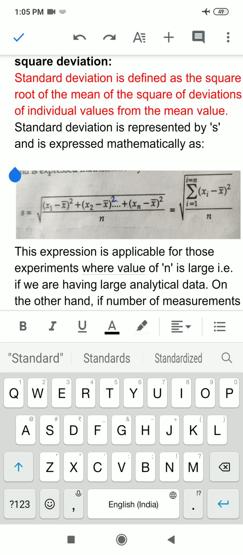and this can be written in terms of summation. So standard deviation, you can see on the screenshot, is the square root of the summation of xi minus x bar square divided by n, and summation is from 1 to n. So this is the formula for expressing standard deviation.